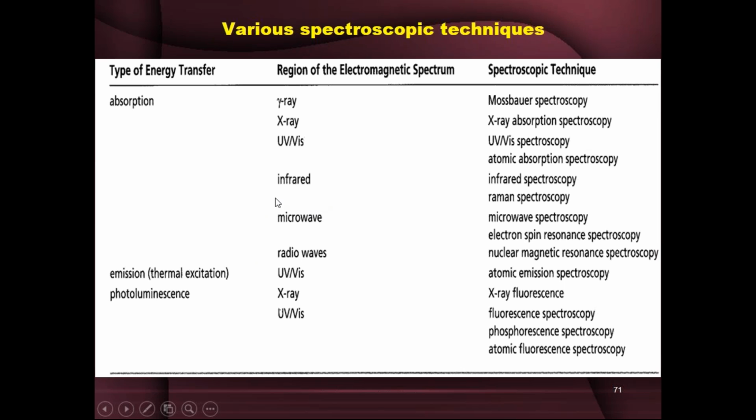Absorption of infrared radiation leads to infrared spectroscopy, first technique, second technique being Raman spectroscopy. Absorption of microwave radiation may lead to either microwave spectroscopy or electron spin resonance spectroscopy. And absorption of radio waves leads to the technique of nuclear magnetic resonance spectroscopy. Then you have emission, thermal excitation leading to emission. So if it is in the region of UV visible, then it could lead to atomic emission spectroscopy.